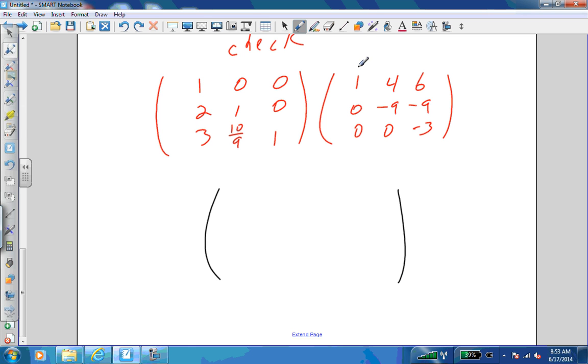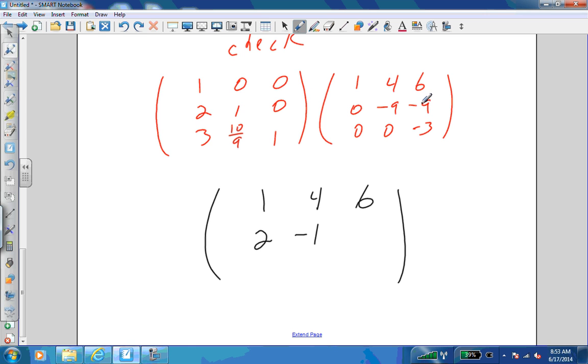So first row, first column, 1. First row, second column, 4. First row, third column, we have a 6. Second row, first column, we have 2, 0, 0. We have 8 to minus 9 and a 0, so minus 1.